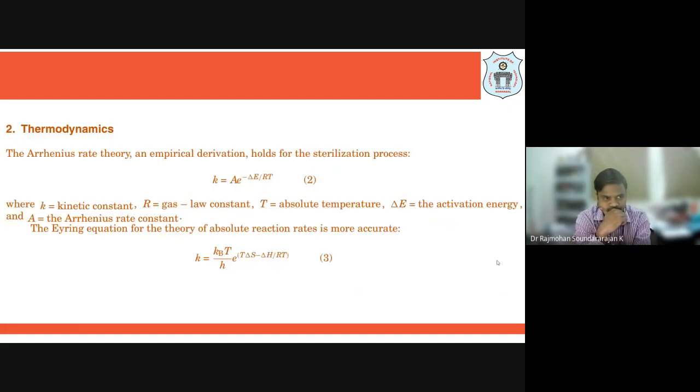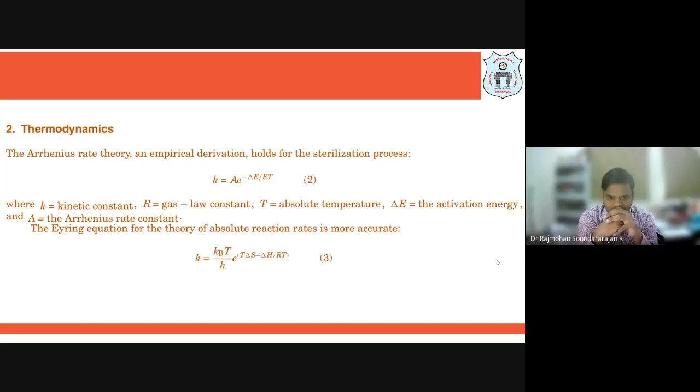Okay. Coming to the thermodynamic part of this sterilization, we are well aware of the Arrhenius theorem, which we have seen in chemical reaction engineering also. So the Arrhenius rate theory, an empirical derivation, will hold for this sterilization process. You can note down; we will solve some numericals using these two equations, 2 and 3, also.